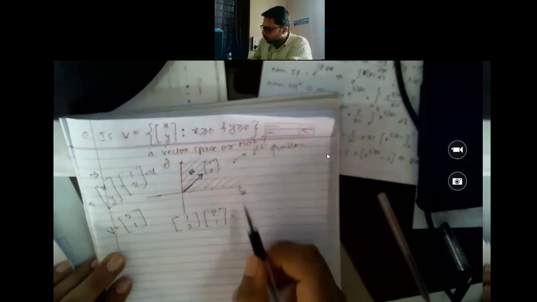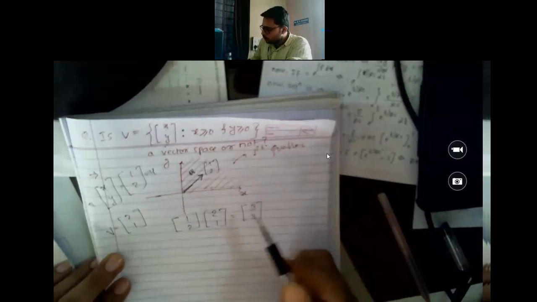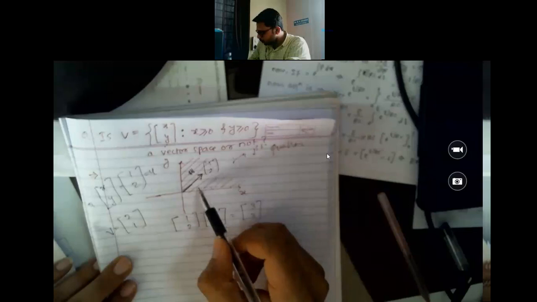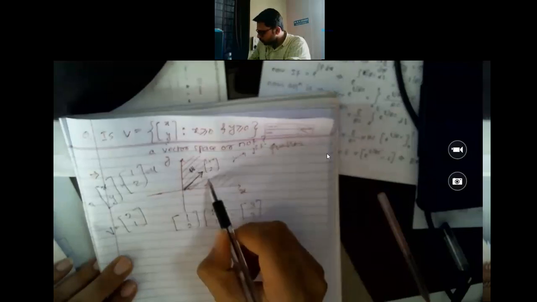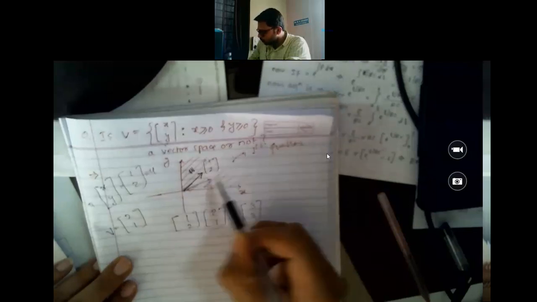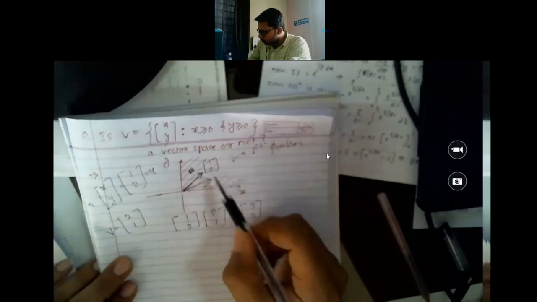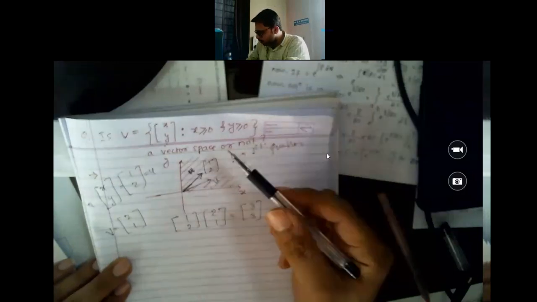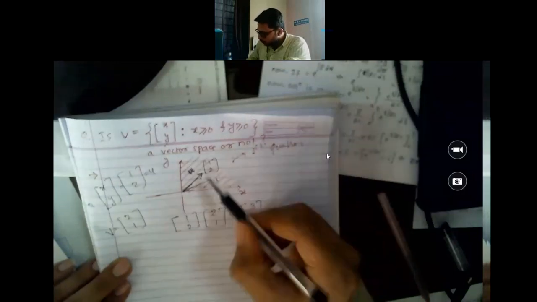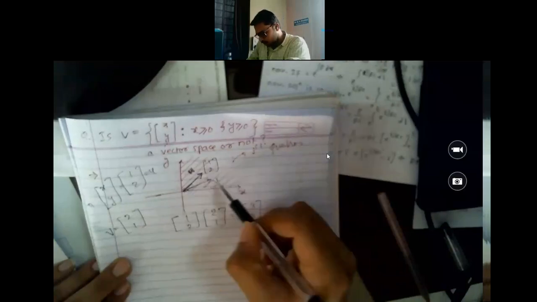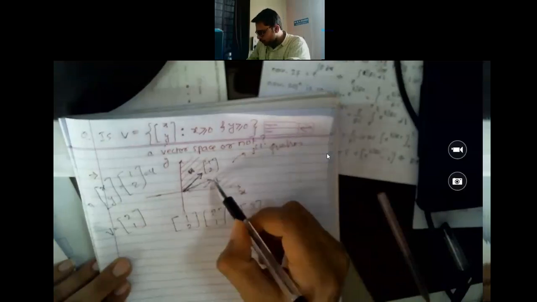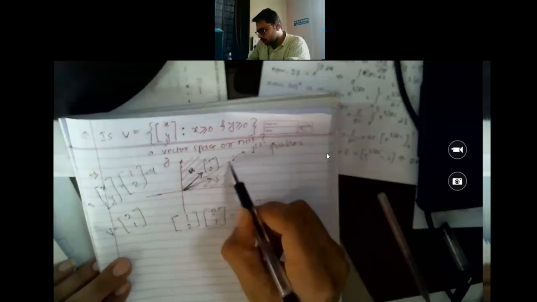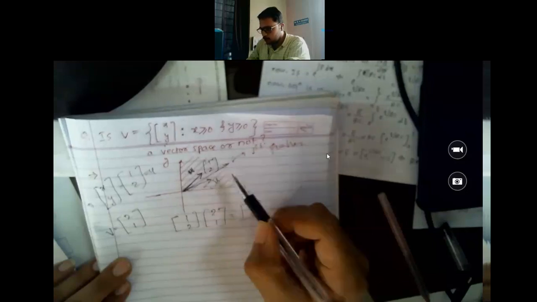So what I'll get is 3, 3. Let's say 1, 2 is this, and 2, 1 is this. What is the result I'm getting? This is vector u, this is vector v. I'm getting the third vector, which has x and y values of 3, 3. So after adding, I'll get its equivalent vector as (3, 3).